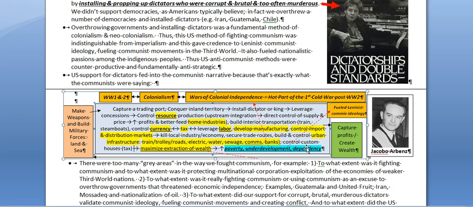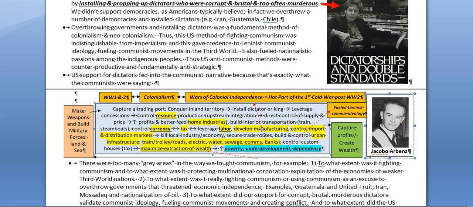Right? That's exactly what we're doing. I'll give you an example. The U.S. multinational corporation, which was a power elite corporation. I'll show you who the president and board members were, down here. Right? They controlled all of this. They controlled food production. They controlled land. They controlled labor. They controlled taxes. Trains, trolleys, roads, electricity, water, sewage, communications, they controlled it all.